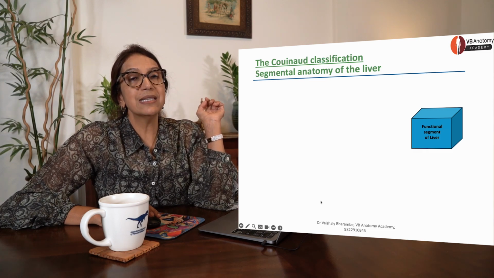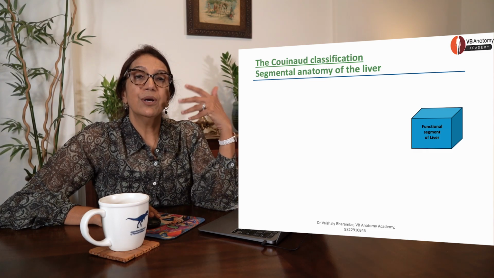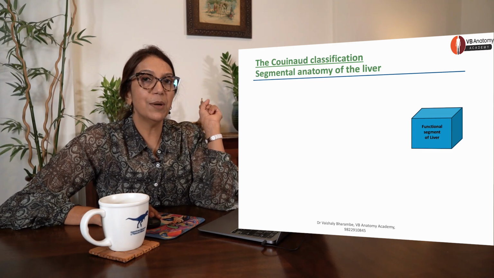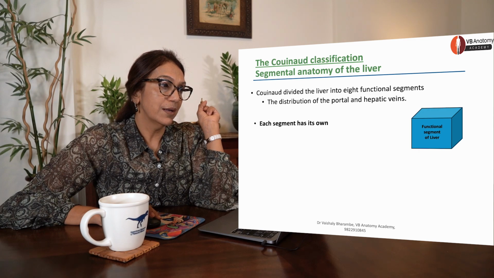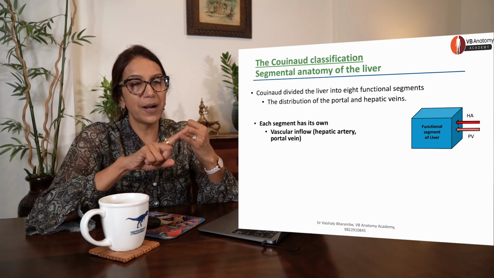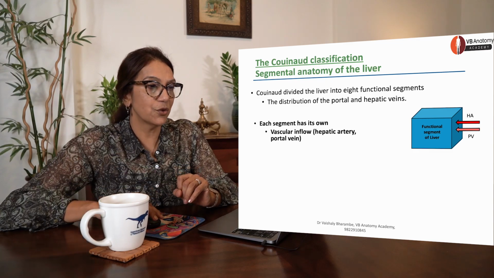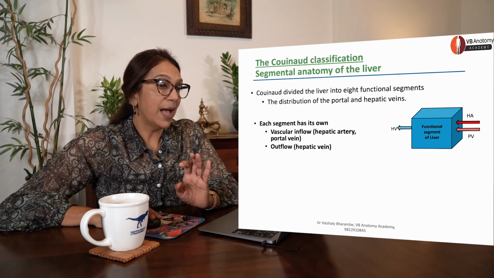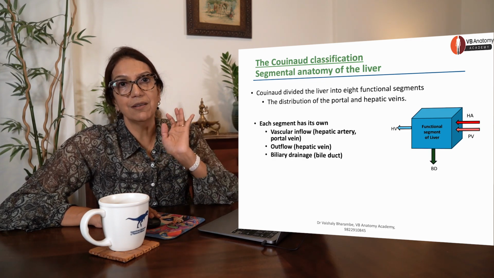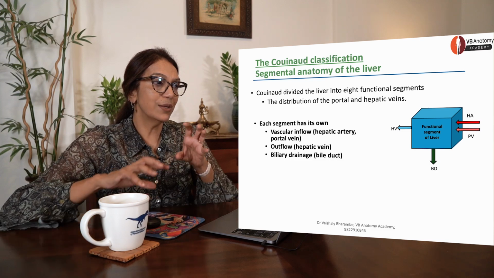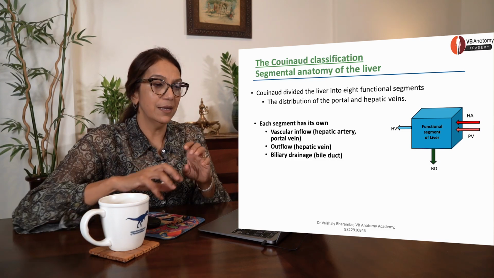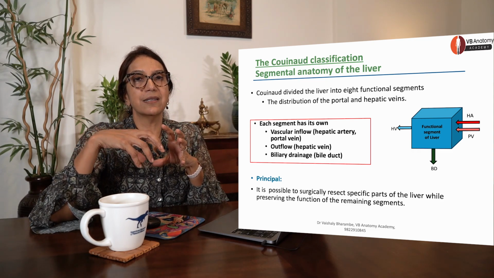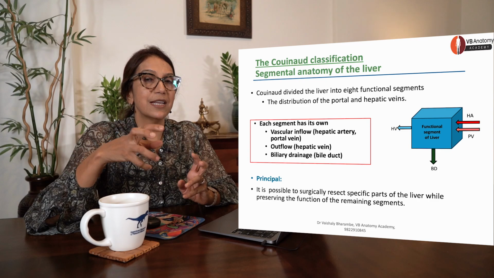Now we come to Couinaud's classification. Couinaud was a scientist, doctor, who divided your liver into 8 segments such that each segment of the liver has its own vascular flow, has its own branch of portal vein, has its own branch of hepatic artery, has its own venous drainage, a tributary of hepatic vein, and produces its own bile which drains separately into the main bile duct. So each segment was an individual entity, the principle being that were you to surgically resect it, you would not affect the functionality of the rest of the liver.